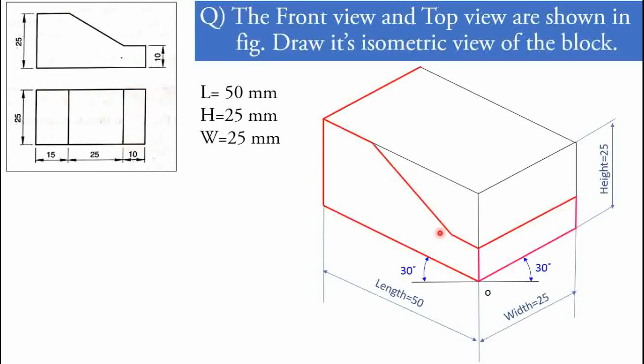Now for that portion, we have to just take a straight line from this corner point, which is parallel to the right side inclination line, like this, and this length should have the width of 25 mm. Then from this corner point, we have to draw a straight line which is exactly parallel to the left side inclination line, like this. Okay, now this is the portion which is visible in the top view. This right side portion has been created here.